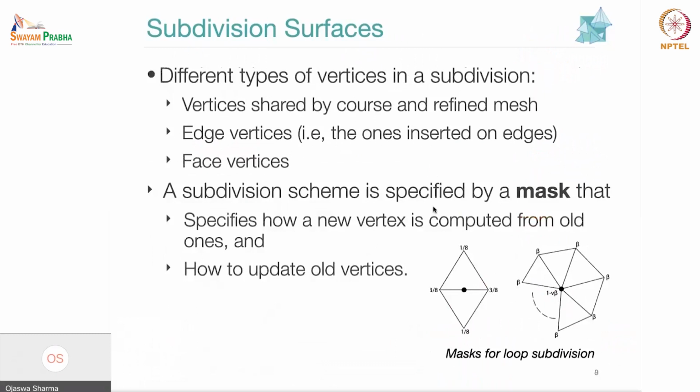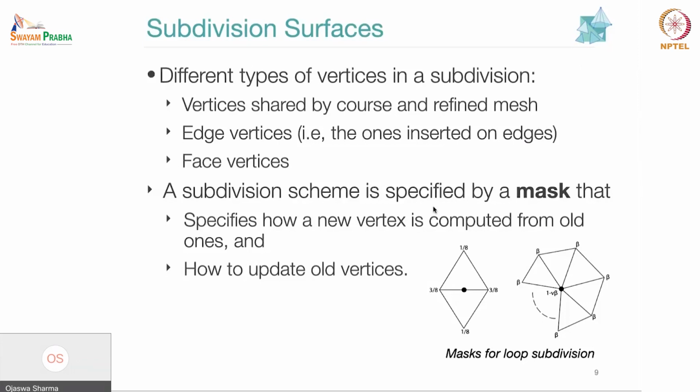So there are different types of vertices in a subdivision. You would notice that there are vertices shared by coarse and refined mesh. There is a spelling mistake here, COARSE, I'll fix that. Then there are edge vertices, that is the ones that you inserted on the edge. And then there are face vertices, which I just explained to you.